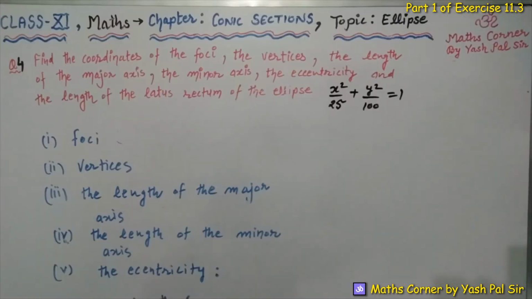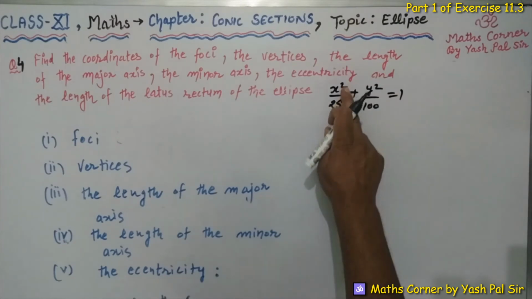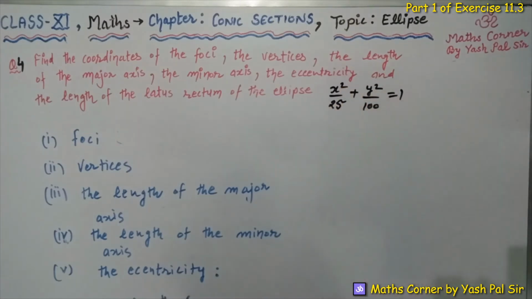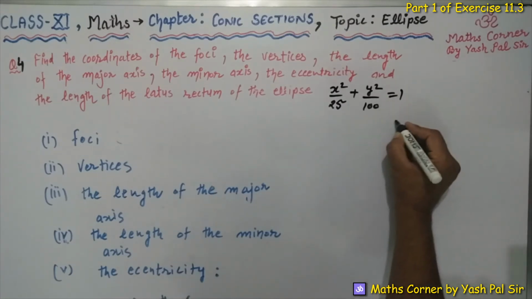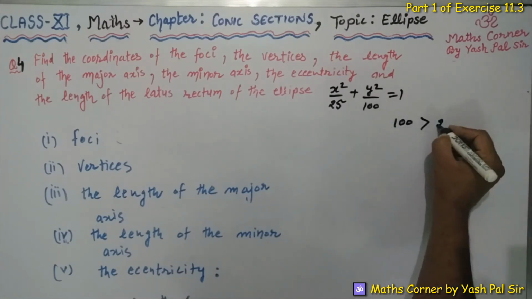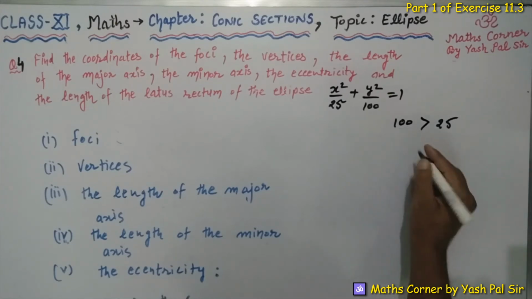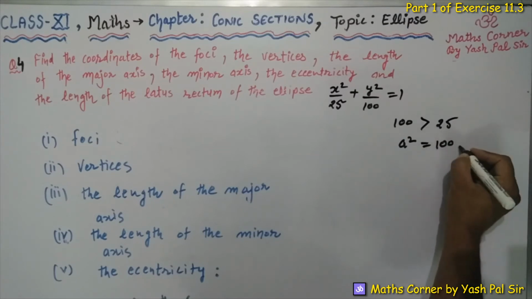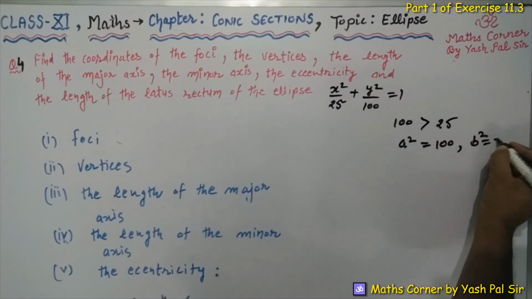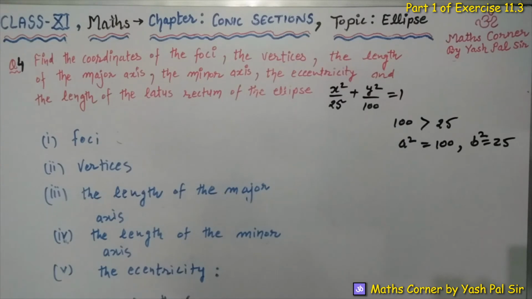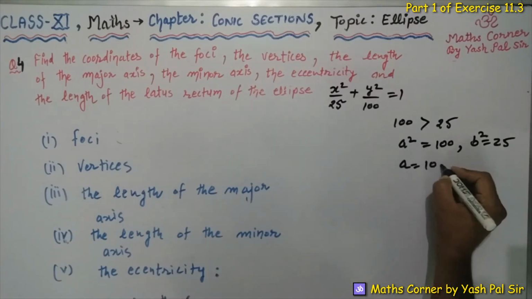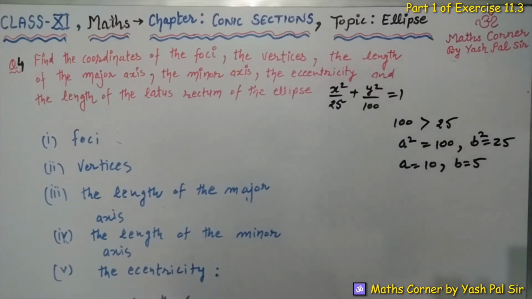Next question. In question number 4 we have the equation of the ellipse x square upon 25 plus y square upon 100 equal to 1. So here 100 is greater than 25. The greater one is called a square, which is equal to 100. b square is equal to 25. So we say a is equal to 10 and b is equal to 5.